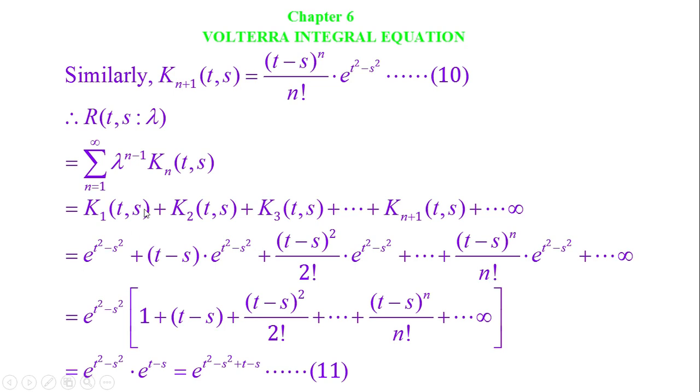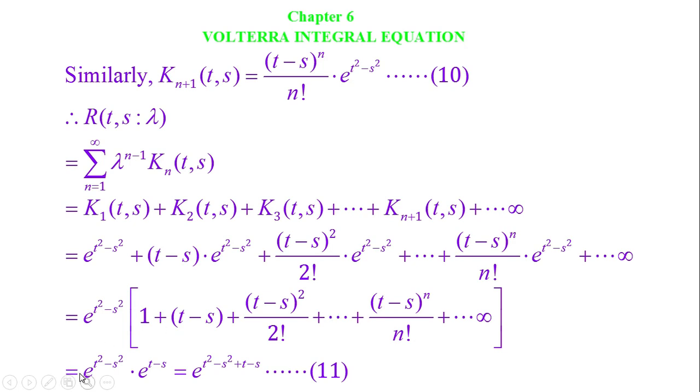And putting this kernel, that means putting the expression instead of this general form of the kernel, we find e to the power t square minus s square, t minus s, e to the power t square minus s square. And putting this, I'll find this line. And taking the common e to the power t square minus s square, we find 1 plus these, and these. And if you consider t minus s as x, then you will find 1 plus x by factorial 1 plus x square by factorial 2 plus x to the power n by factorial n plus up to infinity. And it is the formula of e to the power x.